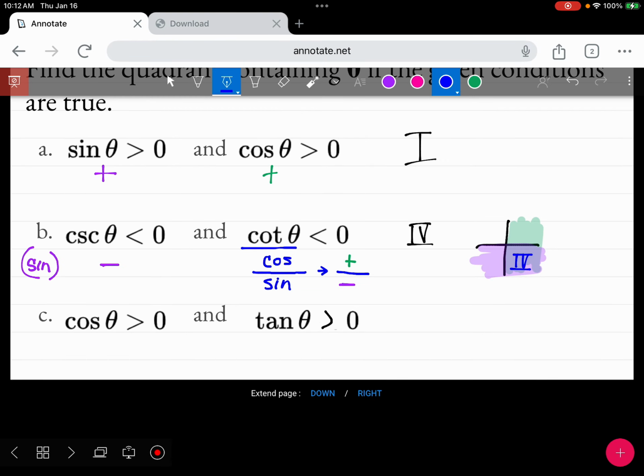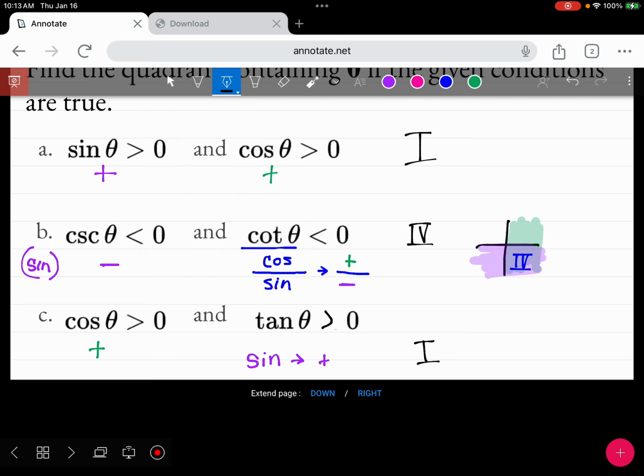So our bottom one, very similar vibe. Just practicing it again. So cosine greater than 0 means our cosine is going to be what? Positive or negative? Positive. And if our tangent is greater than 0, what is our sine going to be? Can we make the jump? Because I need my tangent to be positive. So that means my sine can't be negative, or I'd have a negative and a positive, so we'd wind up negative. So my sine also has to be positive. So we'd be in quadrant 1 here.